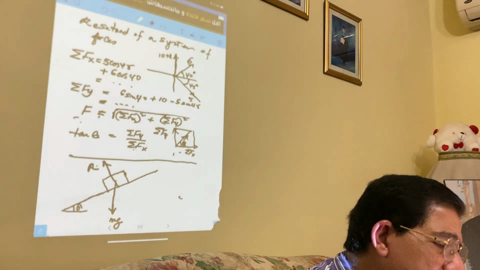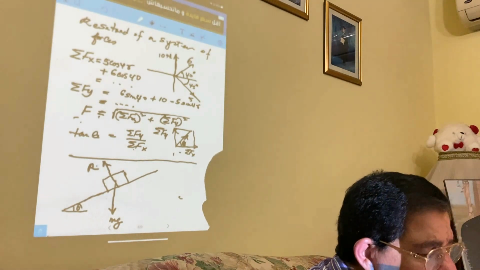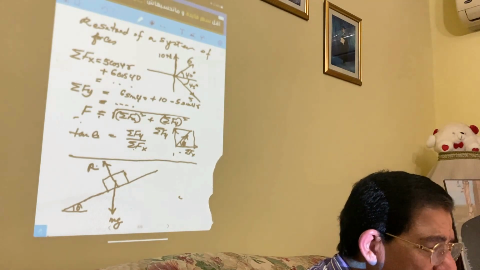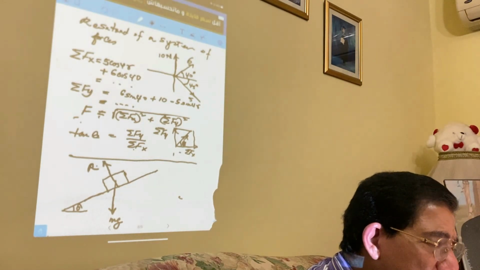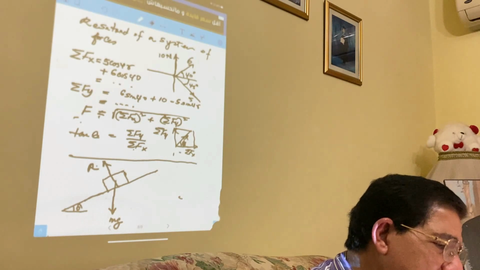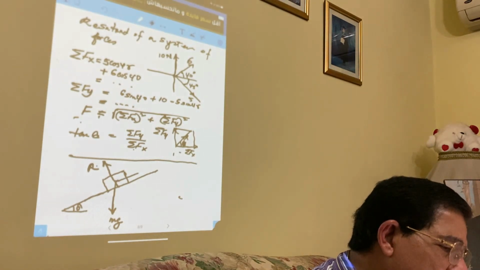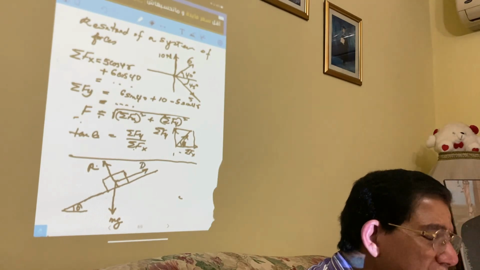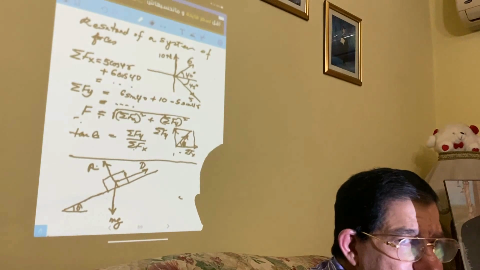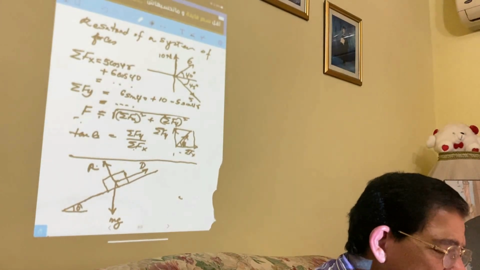Usually this body will be pulled up, say, by a force. We are pulling this body by a force up, a driving force D, for the body to move up, and we wanted to find, say, the acceleration. We are asked to find the acceleration of the body up the plane.